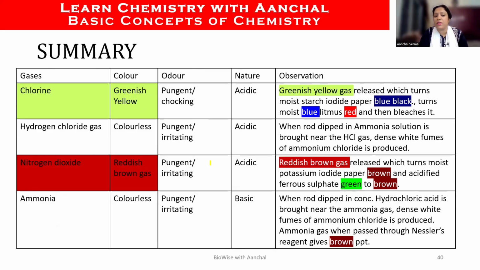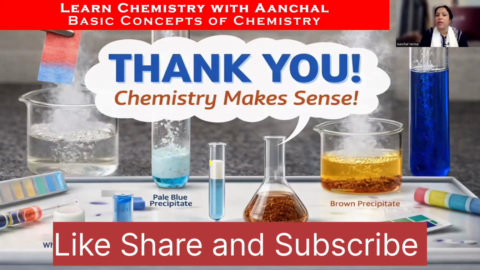Ammonia: colorless, pungent, irritating smell, basic. When a rod dipped in concentrated hydrochloric acid is brought near the ammonia gas, dense white fumes of ammonium chloride are produced. Ammonia gas, when passed through Nessler's reagent, gives a brown precipitate. This is all about the important gases, their tests, their reactions.